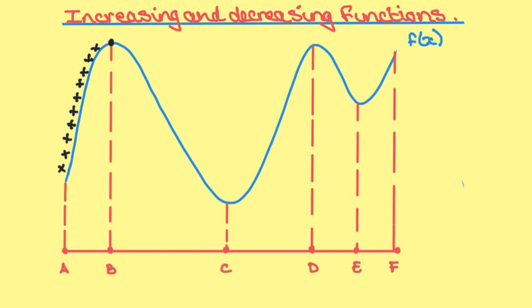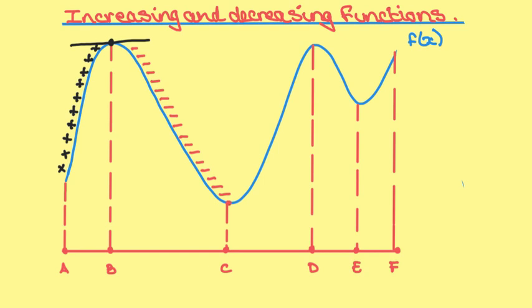At B, the function has no slope. There is no rate of change. So that is a stationary point. After part B, we can see that the gradient is always negative until we get to part C. Negative, negative, negative, negative, negative.